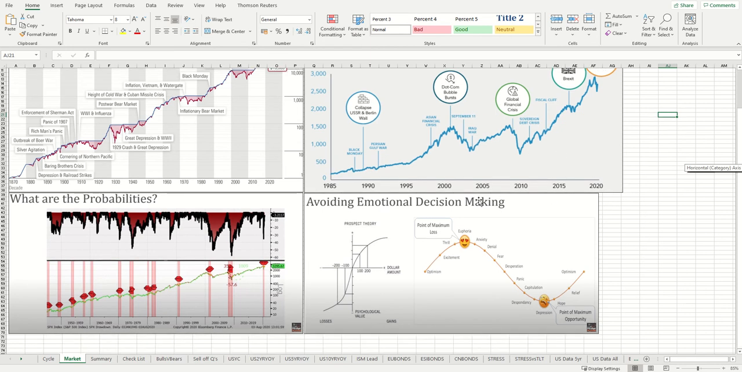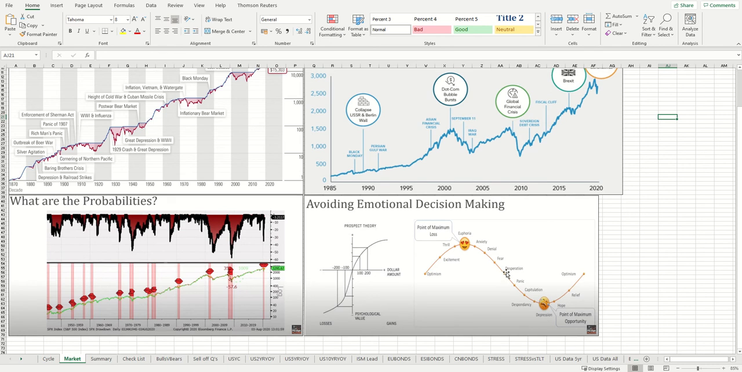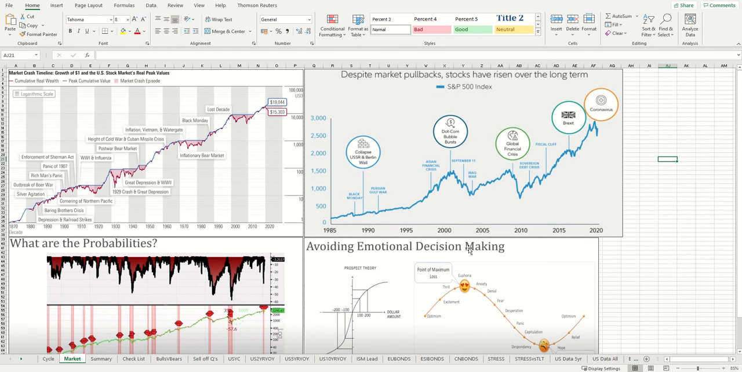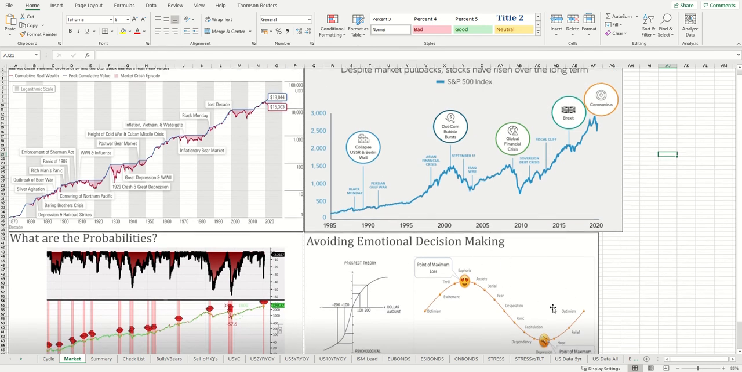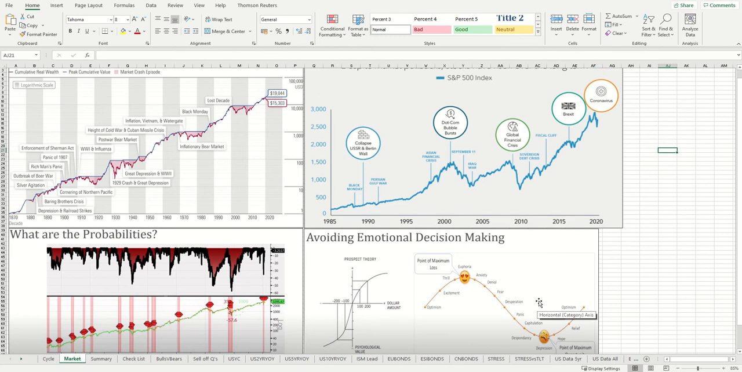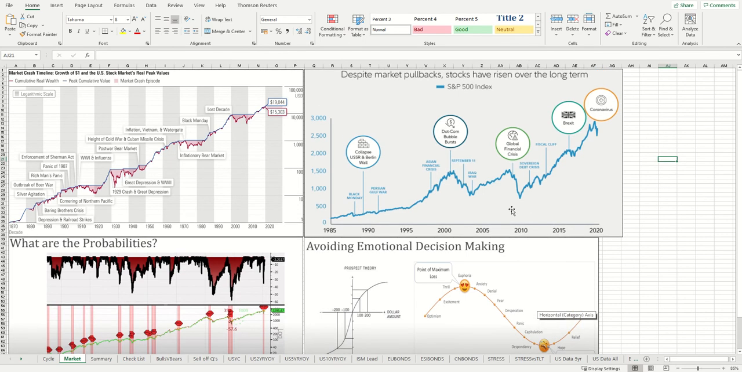And just a picture here to manage your emotions. When people are feeling euphoric, you should be thinking opposite. And when people are feeling despair, you should be thinking time to start some positions. And hopefully that should put you in good stead.